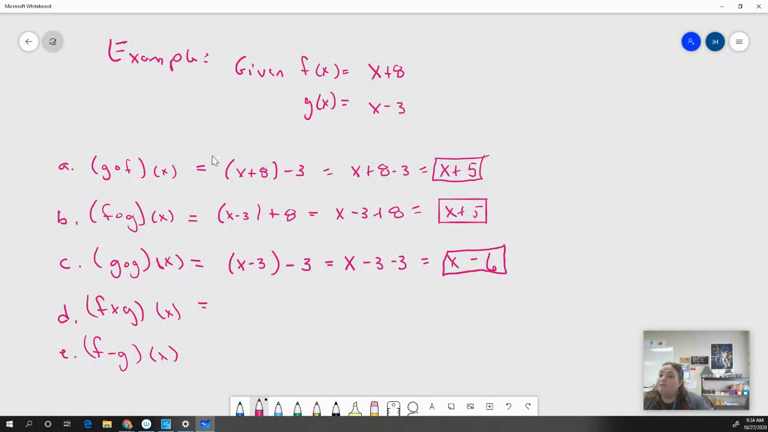But we can do other functions on it as well. We could go f plus g. F plus g means I'm going to take my x plus 8, and I'm going to add it to my x minus 3. Because it's plus, we can take all the parentheses out, and we get x plus 8 plus x minus 3. And we can go, okay, well, that is 2x plus 5.